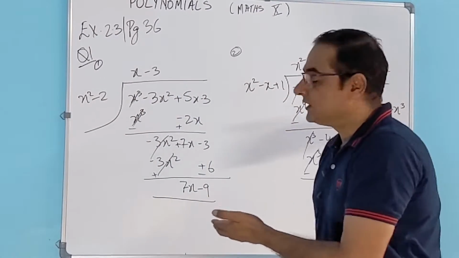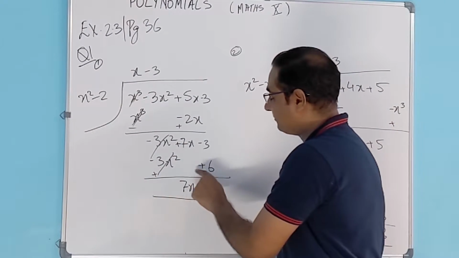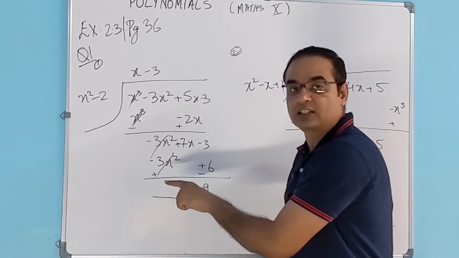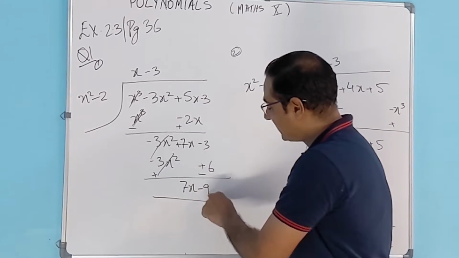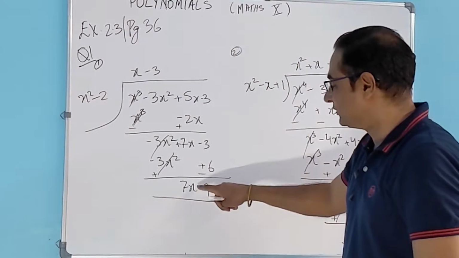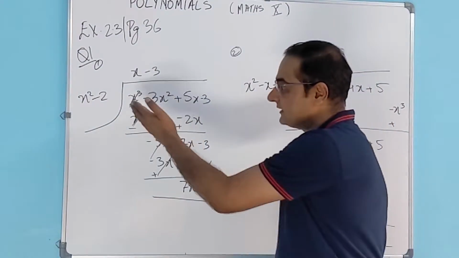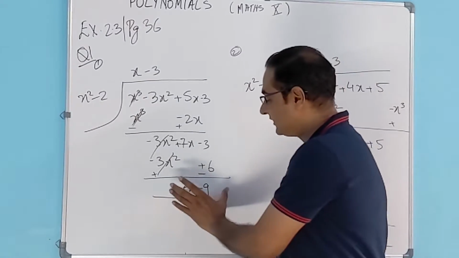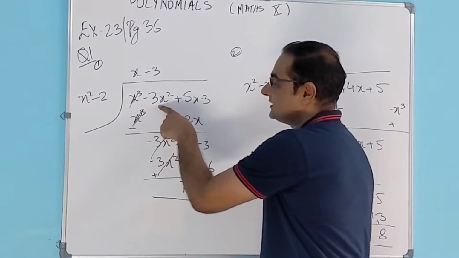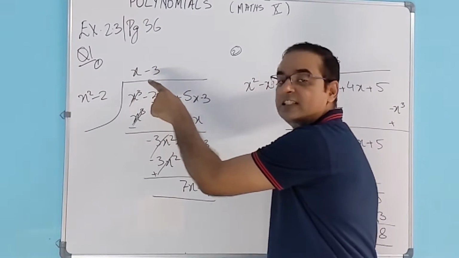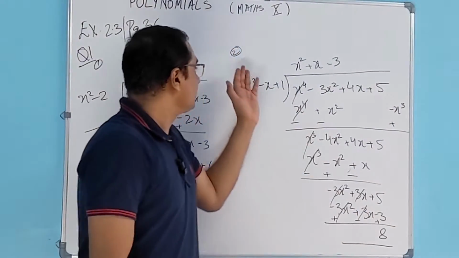What do we do after that? We subtract this. So how do we subtract? By reversing the sign. So this will become positive, this will become negative. The first term is cancelled out, and what are we left with? 7x minus 9. So the degree of this polynomial is 1, the degree of the divisor is 2. So this degree is less than the divisor's degree, so we cannot divide it further. This will remain our remainder. So what is the answer? If this is the divisor, this is the polynomial as dividend, x minus 3 is the quotient, and the remainder is 7x minus 9. Let's move on to sub question 2.